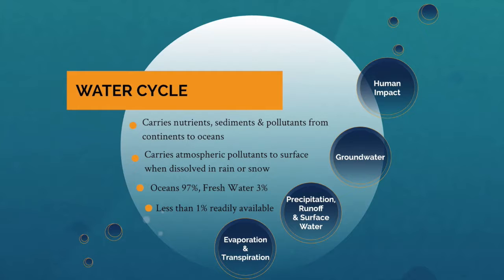Oceans are the main reservoir in the water cycle, holding 97% of all water on Earth. Fresh water, what we need to survive, accounts for less than 3%, and 2/3 of that amount is trapped in glaciers, snowfields, and ice caps. Less than 1% is in forms we can readily use, and that includes groundwater, surface fresh water, and rain from atmospheric water vapor. In the water cycle, we're going to talk about 4 parts: evaporation and transpiration, precipitation, runoff and surface water, groundwater, and the human impact on the water cycle.